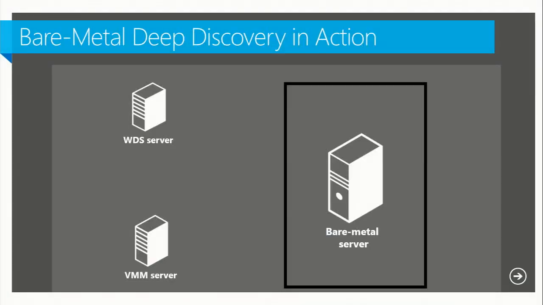So I'm going to walk you through the animated process of what deep discovery is doing, and I'll show you the actual deep discovery process. In a VMM environment, you have a VMM server on the bottom left, a bare metal machine on the right-hand side, and a WDS server on the top left corner. You can also use a PXE server. The first thing we do when you initiate a deep discovery is use out-of-band control to talk to the BMC to turn on the machine. The machine turns on, and it is configured to PXE boot.